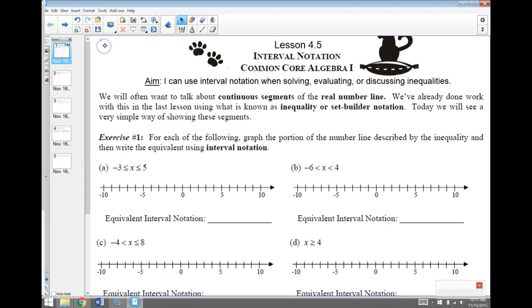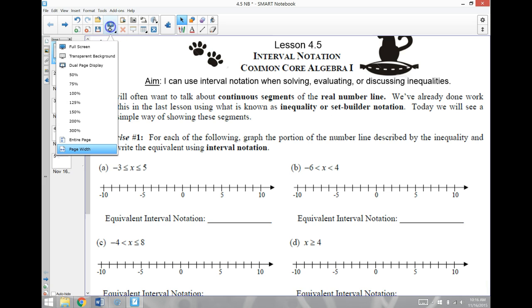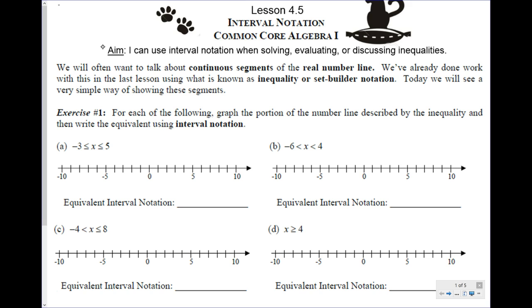Okay, welcome to lesson 4.5. Today we're going to talk about something called interval notation. We've been doing inequalities for the last 4 lessons, and we're going to learn how to write inequalities in a different way using interval notation. So your aim today is that I can use interval notation when solving, evaluating, or discussing inequalities.